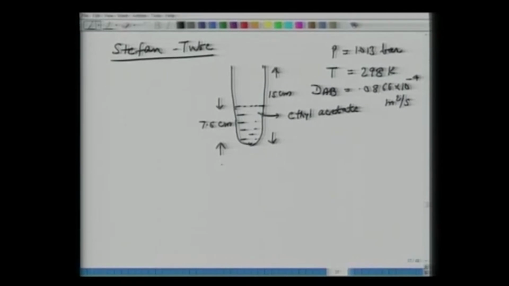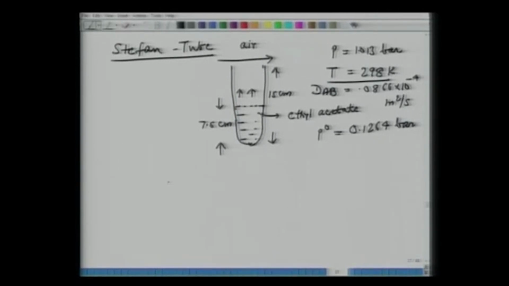So half of the tube is filled with ethyl acetate, and the ethyl acetate evaporates. The rate of evaporation will of course be decided by the temperature, and at this temperature the vapor pressure of ethyl acetate is given as 0.1264 bar. So ethyl acetate evaporates, and here we have a very gentle stream of air.